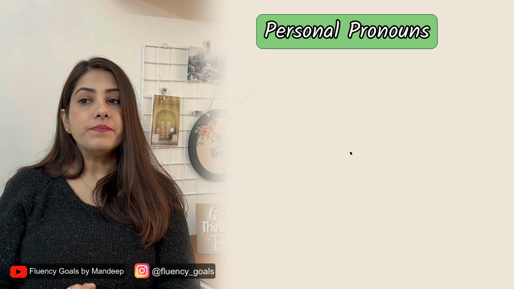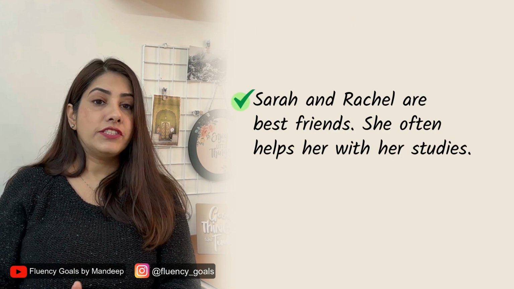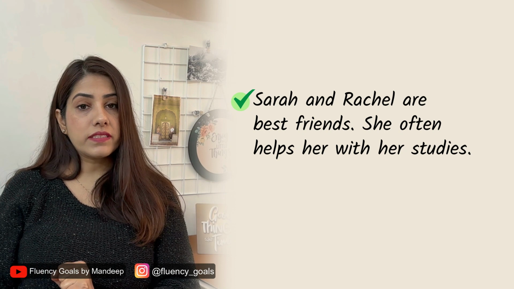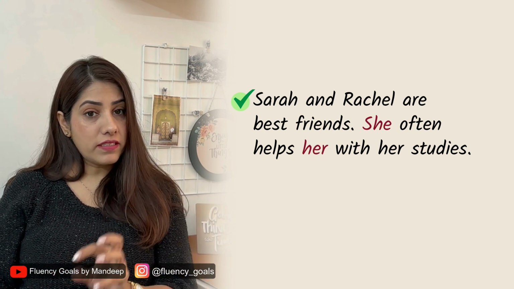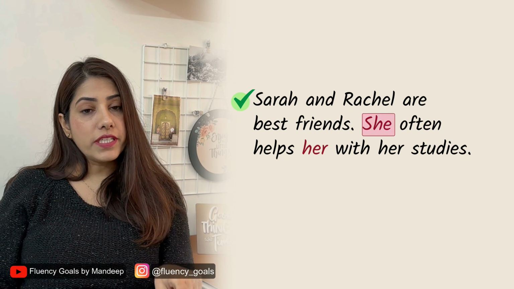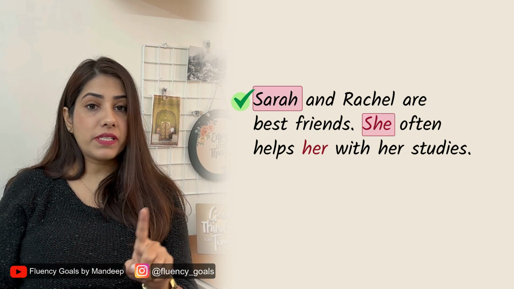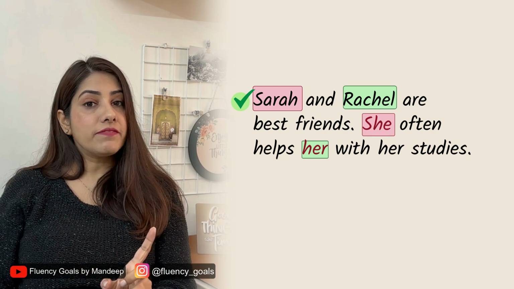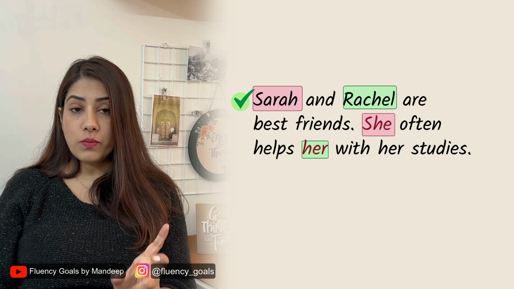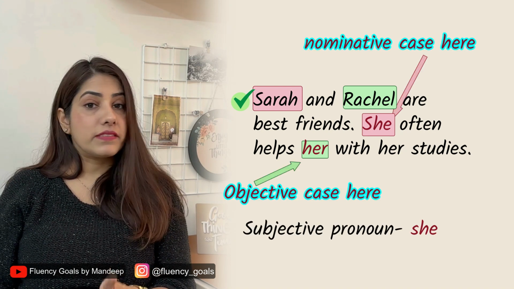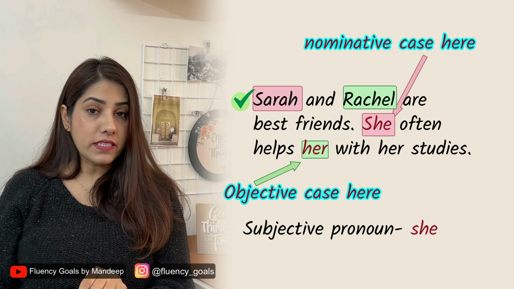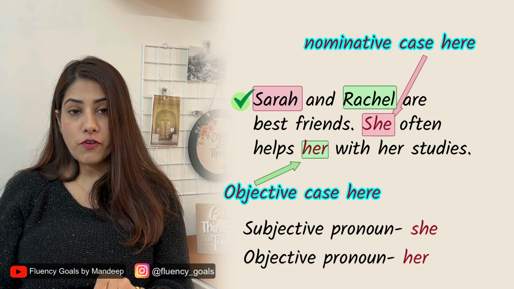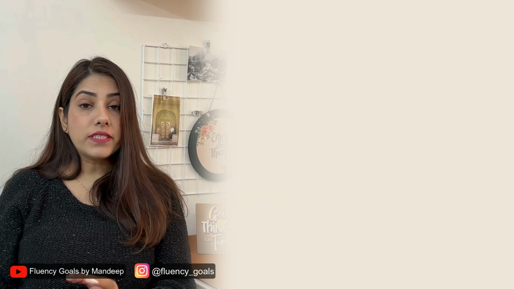Consider this example here. Sarah and Rachel are best friends. She often helps her with her studies. Here, she and her are the personal pronouns. She replaces Sarah and her replaces Rachel. Sarah is in a subjective position here. It is the nominative case, subjective case of noun. So we'll use a subjective pronoun here, she. Rachel here is in the objective case. So we'll use an objective pronoun for a girl, that is her. So this is how the pronouns change their forms as per the cases of the noun.